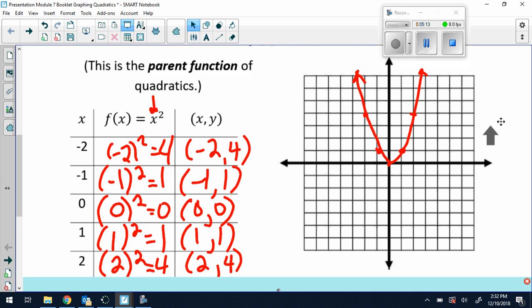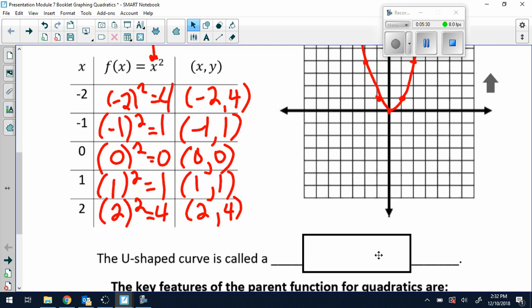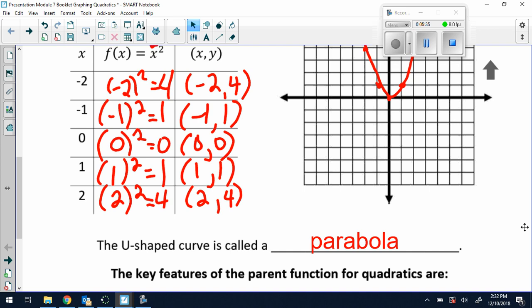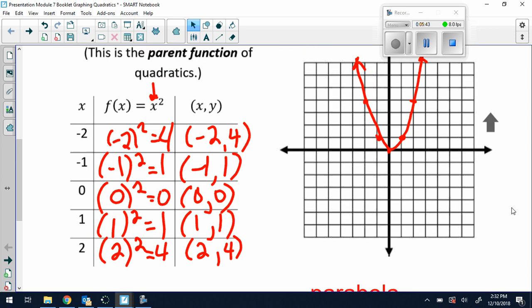And that is our parent function. This is in general what all of our parabolas will look like. We'll talk about how they're going to change as we go through, but that's how they're going to start. Okay? Now, the U-shaped curve that we have here, that's called a parabola, P-A-R-A-B-O-L-A. And there are some key features. Just occurred to me, I might be going a little fast, so I'm going to pause for just a second and make sure that you have time to get your graph completely done before we talk about our key features.